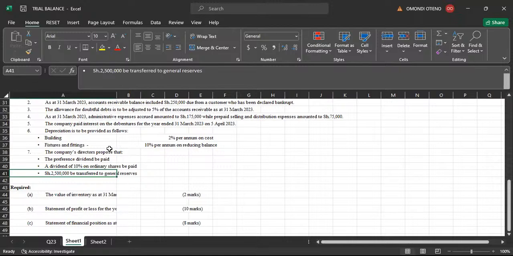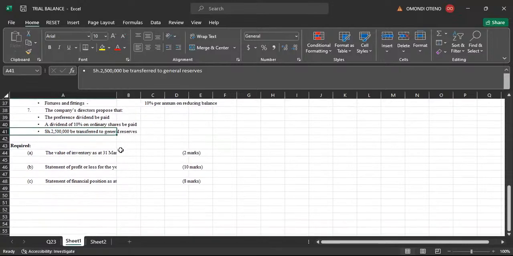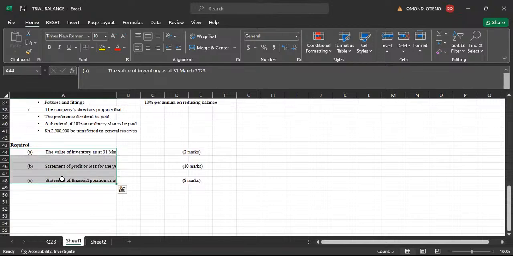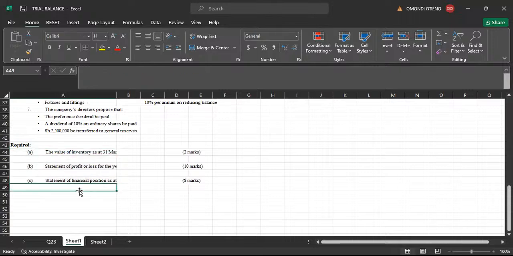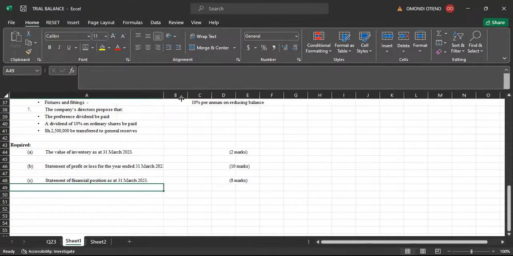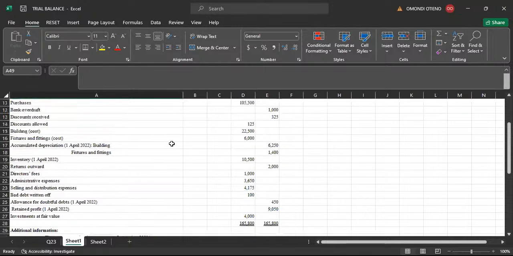So by just doing that, by analyzing that, I think we are now ready to move with speed and calculate these 2 or 3 items required. That is the value of inventory, and then statement of profit or loss for the year ended 31st of March 2023.